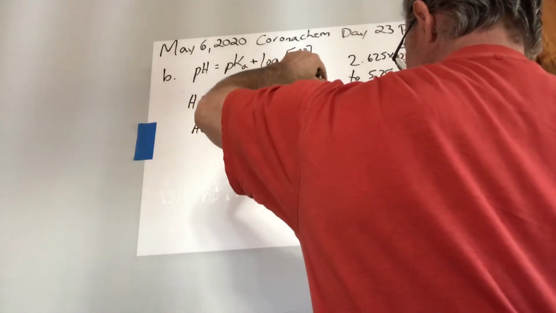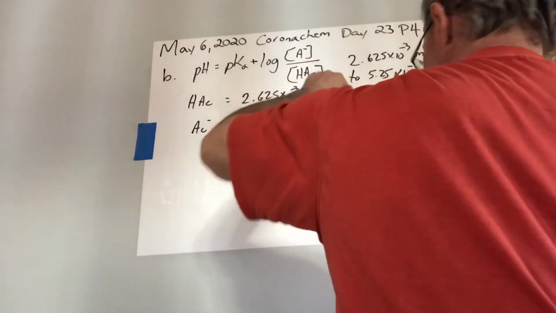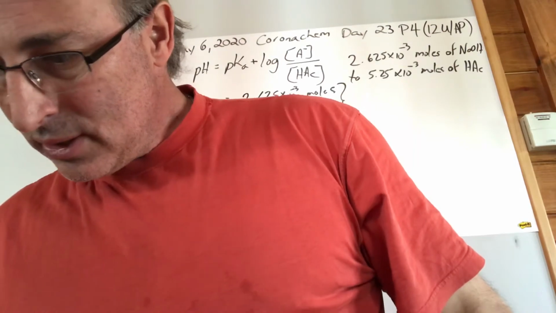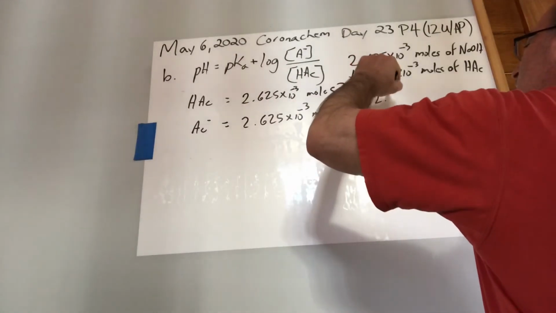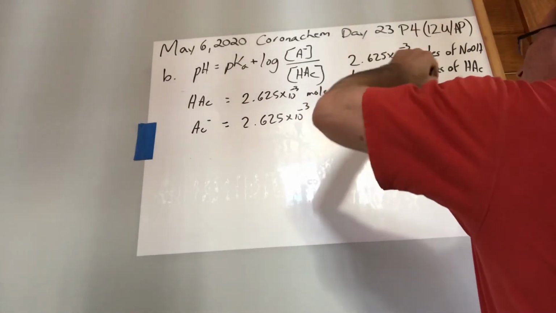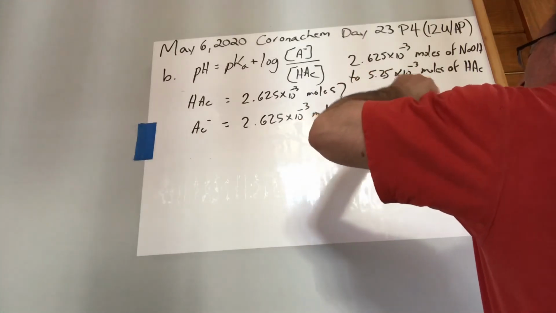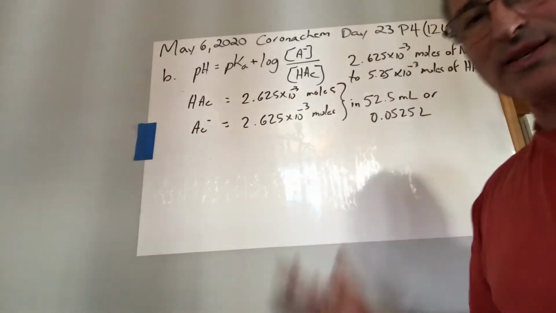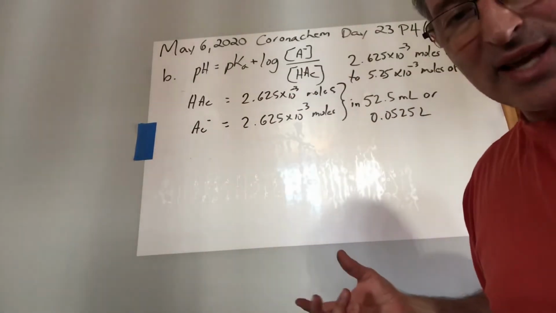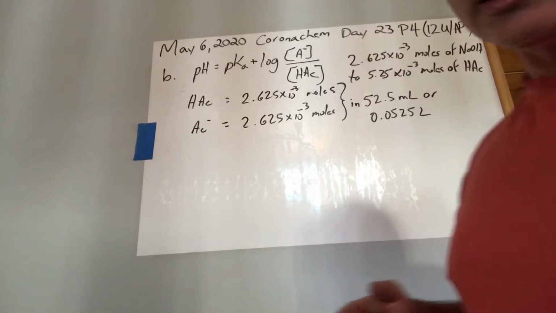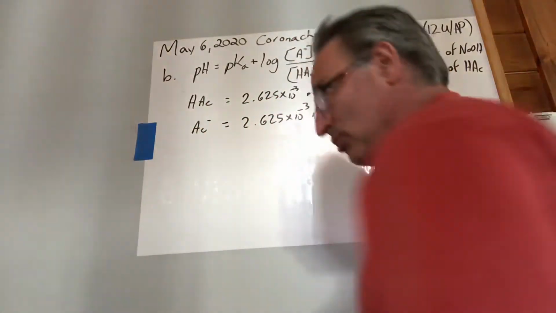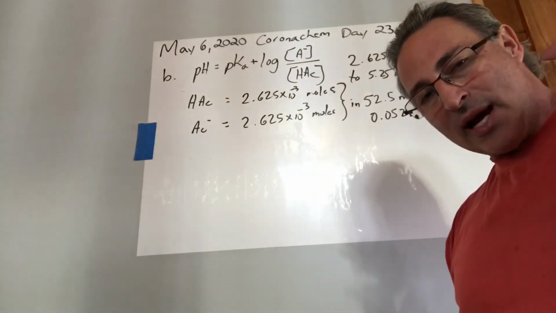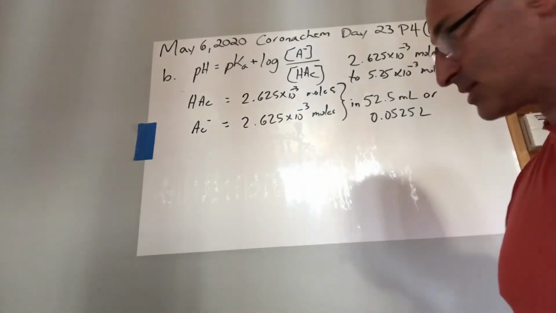So the ratio of moles is this to this, and they're both in a total volume of, what's the total volume? 52.5 milliliters, or 0.0525 liter. Now I could find the concentration of these two things, but it doesn't matter because they're the same amount. They're going to have the same concentration, so there's no point doing the concentration calculation. You're going to get a ratio of 1. So in this case, the pH is going to equal the pKa. Remember how I told you that when you have half of your weak acid ionized, the pH equals the pKa? Here's the case of that exact thing.